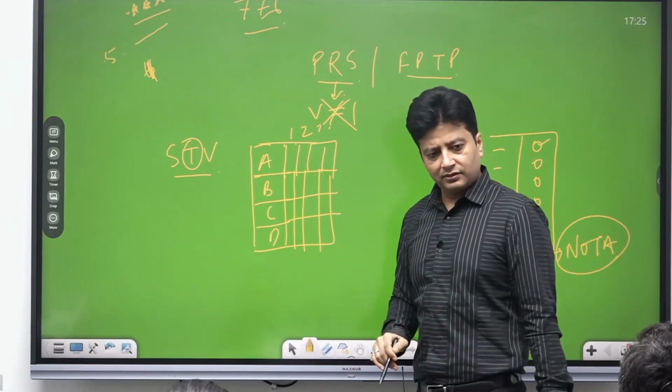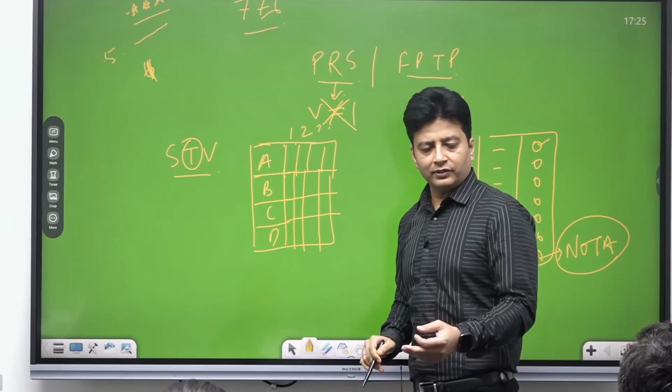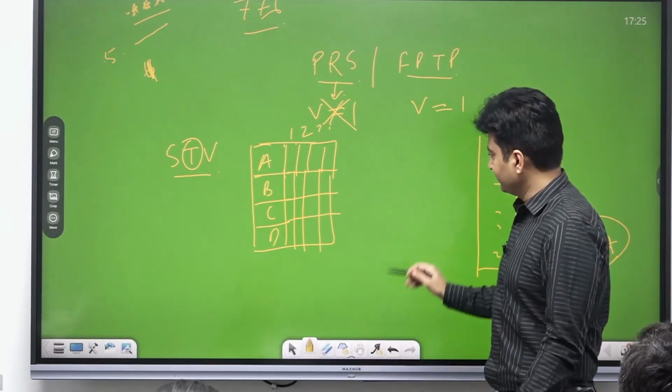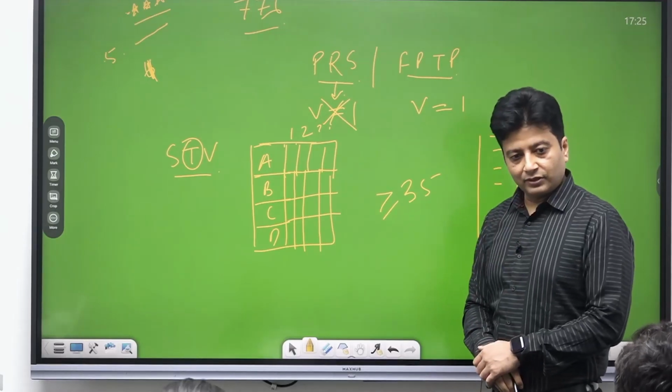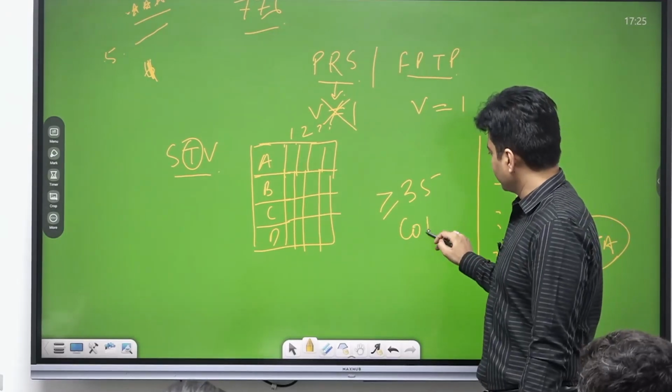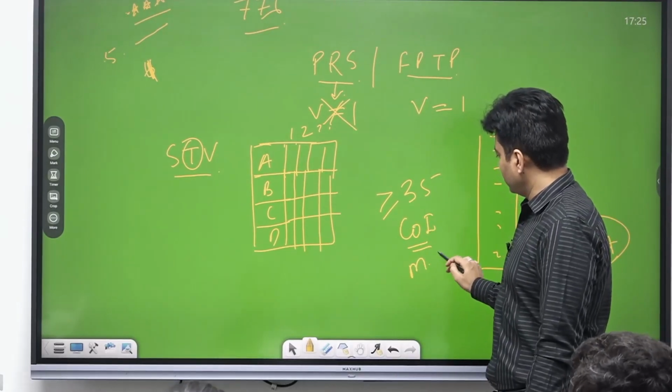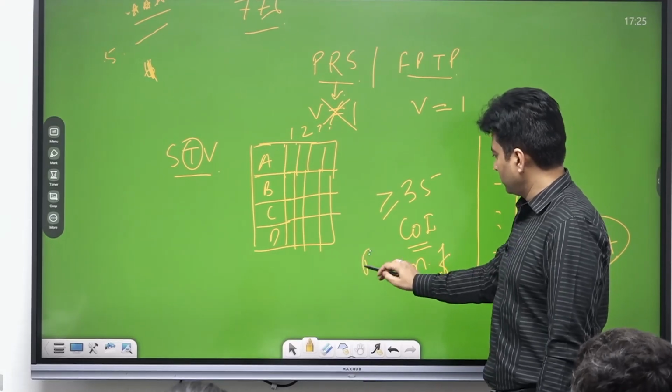Because qualification wise, if you go for that, any person can become president if he or she might be 35 or more than that, citizen of India, right? Mentally fit, you know.